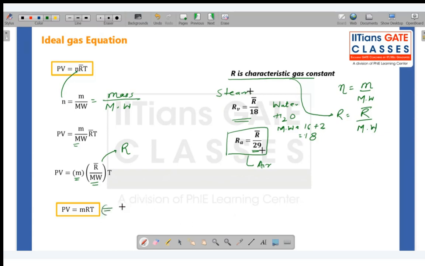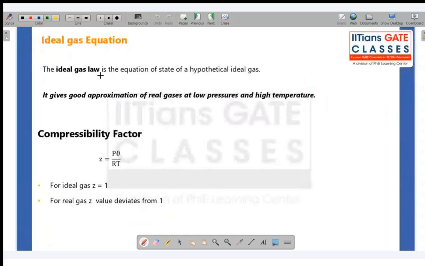So we use basically this equation. Mechanical engineers and aerospace engineers mostly use this equation. Although you use that as well, but most frequently you use this. So this is your ideal gas equation. Now it is basically the equation of state of a hypothetical ideal gas. It gives you a good approximation of real gas.